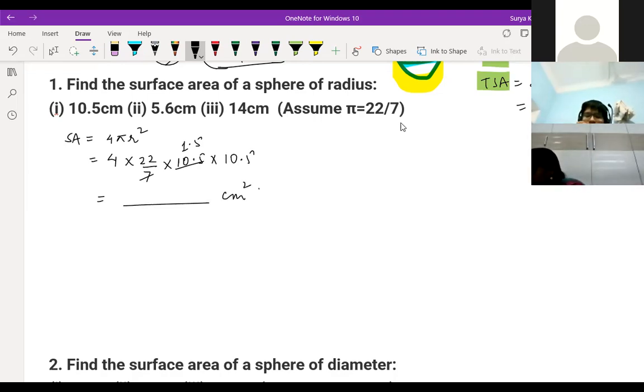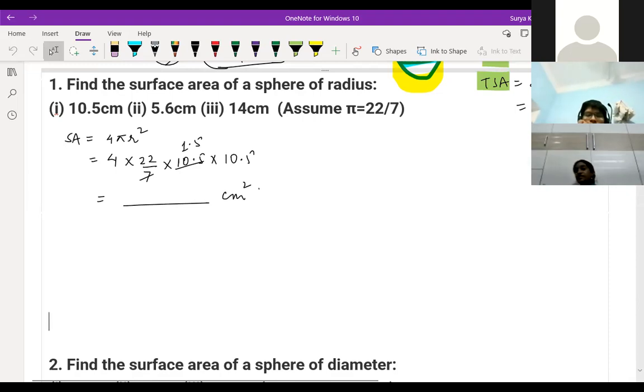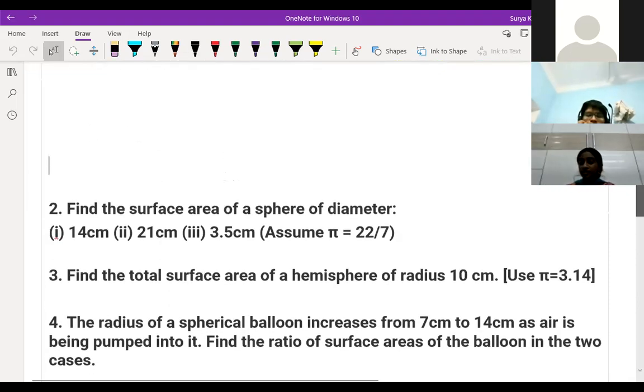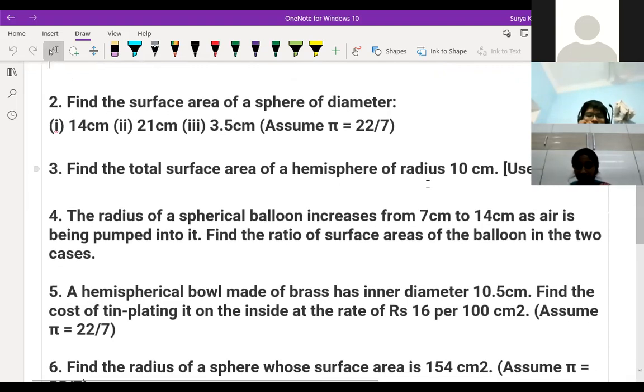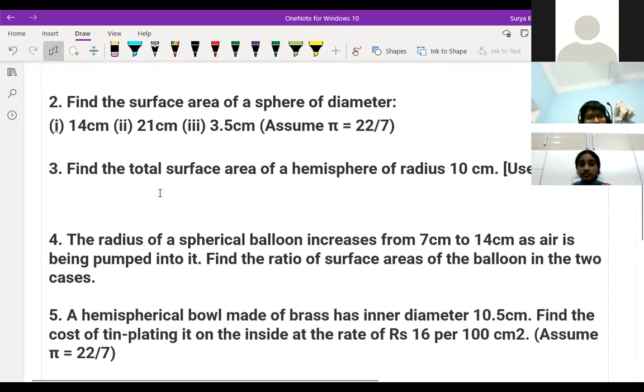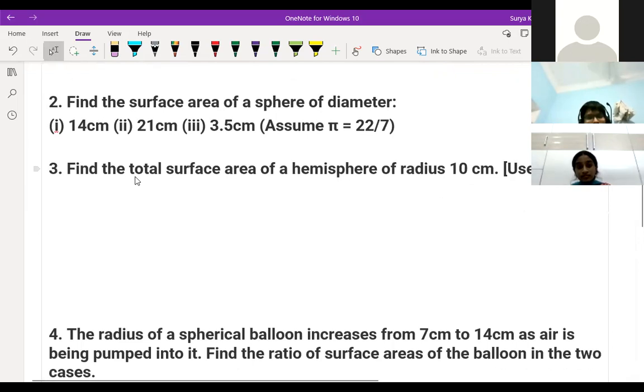All right, children. So I'm moving to the next sum. These sums are easy sums, you should only use the formula and get the answer. Next question is surface area, same thing only. You should make the radius. Diameter is given. First you convert to radius and then you can do that. Second question I'm not doing for you. Question number 3 is also the same. Total surface area of the hemisphere.